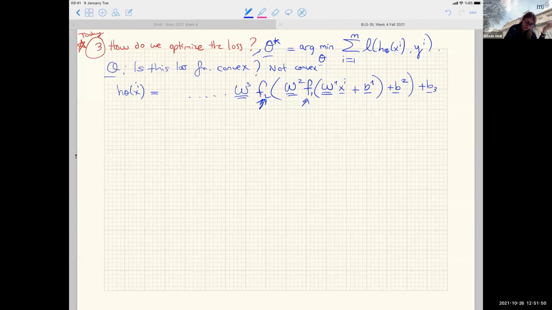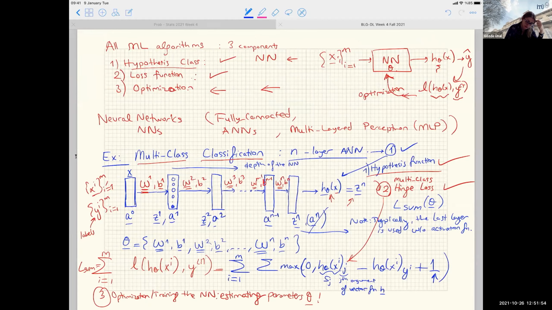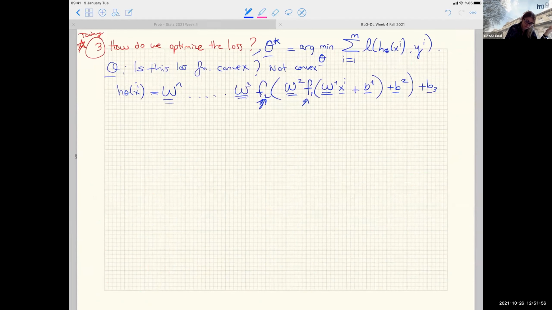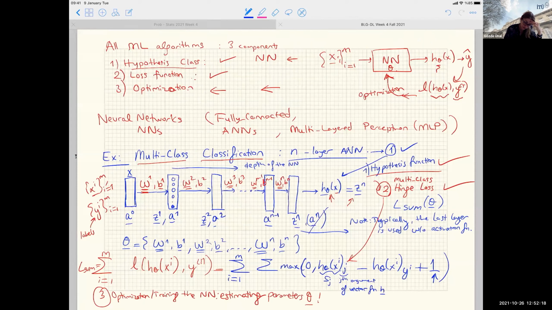Maybe I should just do this, and in the end, look here, omega n, probably dot plus bn. Maybe I should have used the superscripts here too. Okay, right? So this is a highly nonlinear and non-convex looking function, plus this guy, the hinge loss. We looked at it last time.